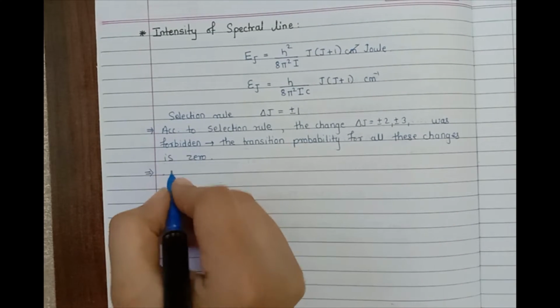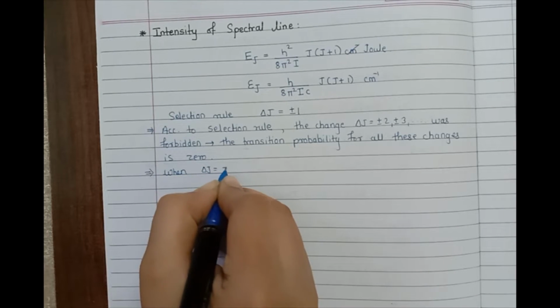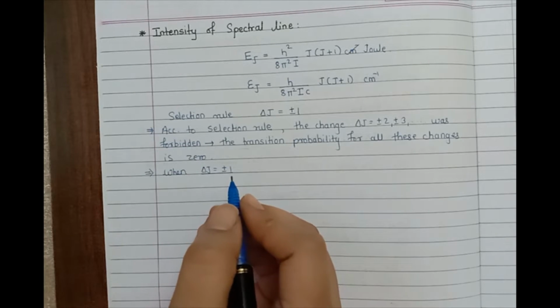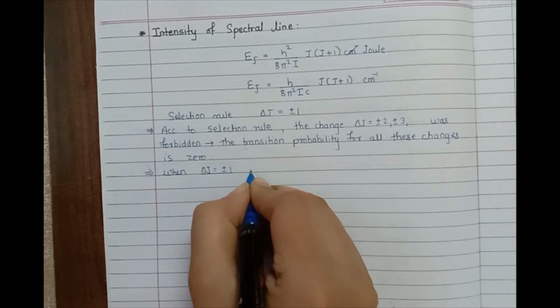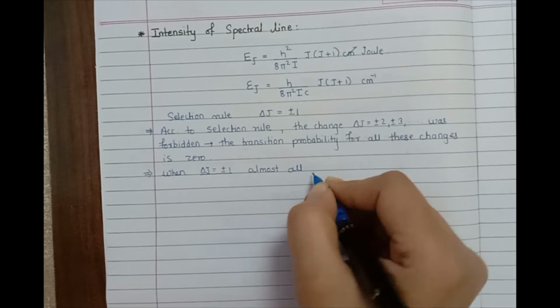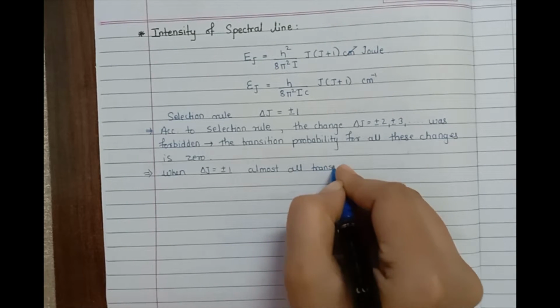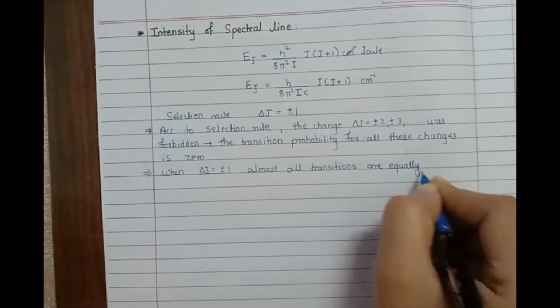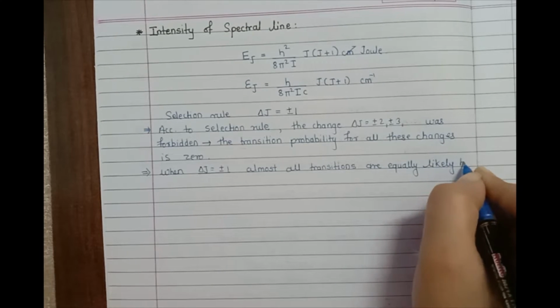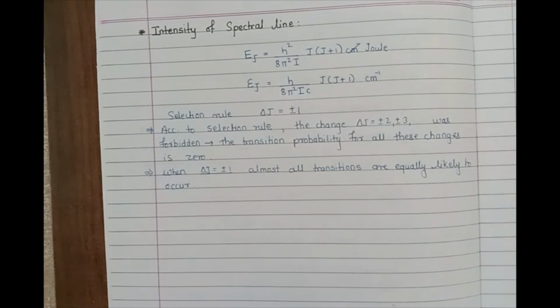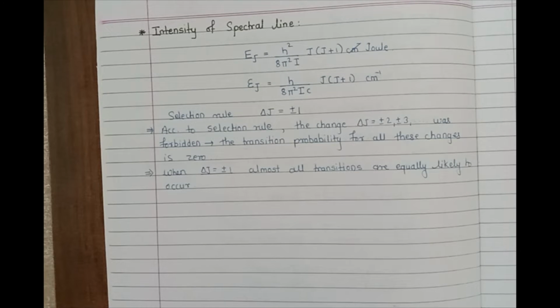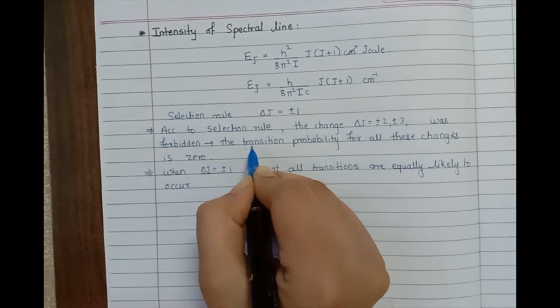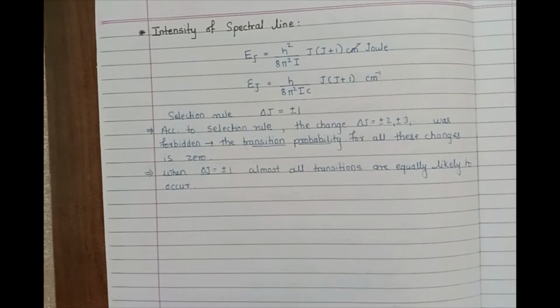And opposite to this, when delta J is equal to plus minus 1, that means J changes by only 1 unit, almost all transitions are equally likely to occur. So what does this mean? All the transitions in which the change in J is plus or minus 1 have an equal probability, whereas the ones having delta J plus minus 2 or plus minus 3 have 0 transition probability. Is it okay? So this is the main point.